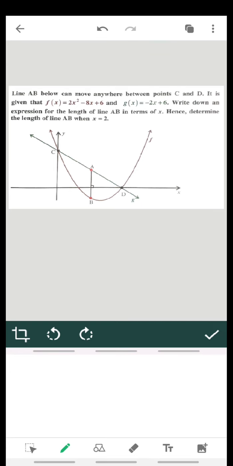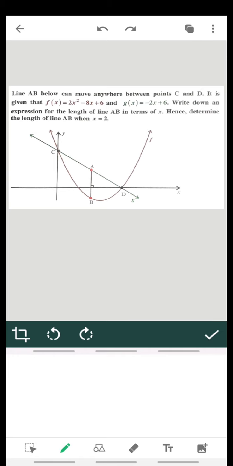We are told that line AB below can move anywhere between points C and D. Line AB here is a vertical line, meaning if I am to find the length of AB, I'll say y top minus y bottom, which will be the y coordinate of A minus the y coordinate of B, or g of x, which is a straight line, minus f of x, which is a parabola. So let us finish the question.